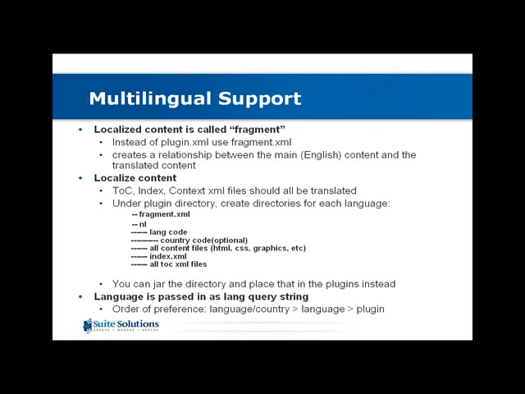Localization in Eclipse is called a fragment. You have your plugin, which is your base language, which is what to show if someone does not come in with a language or the content does not exist in the language that they want. But translated content is called a fragment. It's set up a slightly different way. There's no plugin.xml. It uses something called fragment.xml, which creates a relationship, saying this is the main content, and I'm the translation of that. We're going to see what that file looks like in a minute.